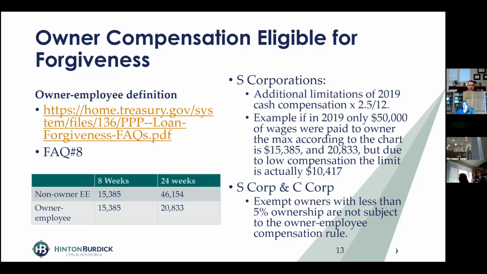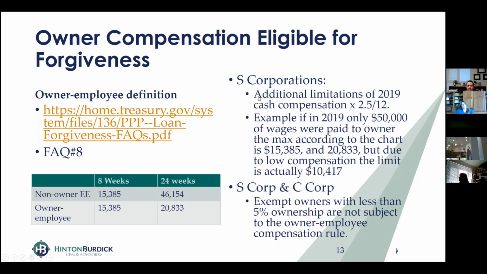When we talk about owner-employee, an owner-employee has the same limits on the 8-week period as a traditional employee. But if you extend out to 24 weeks, you'll see that an owner-employee's amount of forgivable wages is maxed at $20,833. So in those cases, not as much of your salary is able to be forgiven.